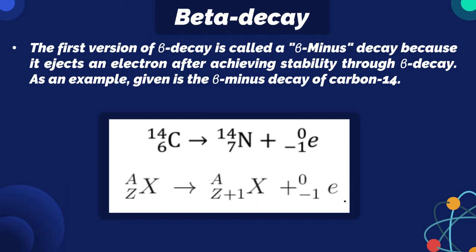The first version of beta decay is called B- decay because it ejects an electron. Kasi nga negative yon, electron after achieving stability through beta decay. As an example, given the B- decay of carbon-14. Halimbawa, meron tayong carbon-14 dito. Now, kapag nag-undergo po yan ng B- decay, hindi magbabago yung number of neutrons mo, but rather, magbabago po ngayon yung number ng protons nyo. Madadagdagan niya ng isa. Okay, kapag dadagdagan po yan ng isa, magiging nitrogen-14 po yan. And aside sa nitrogen-14 na na-form ngayon, mag-e-eject po yan or mag-produce po ngayon siya ng tinatawag nating electron.